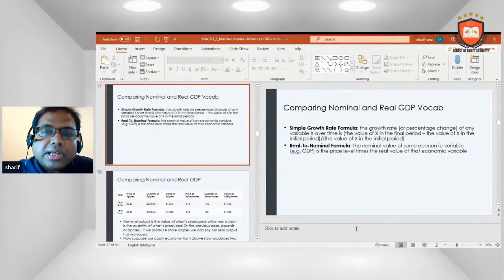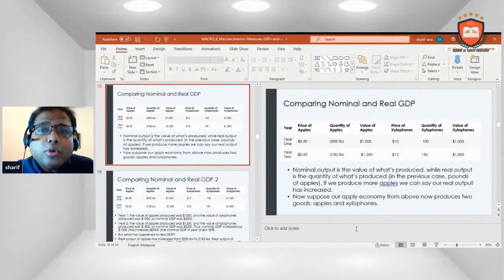Simple growth rate formula. The growth rate of any variable x over time is the value of x in the final period minus the value of x in the initial period, divided by the value of x in the initial period. Real to nominal formula. The nominal value of some economic variable is the price level times the real value of that economic variable.